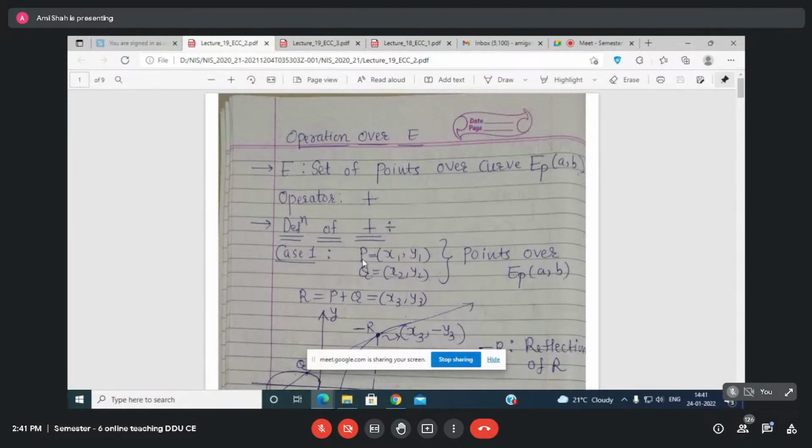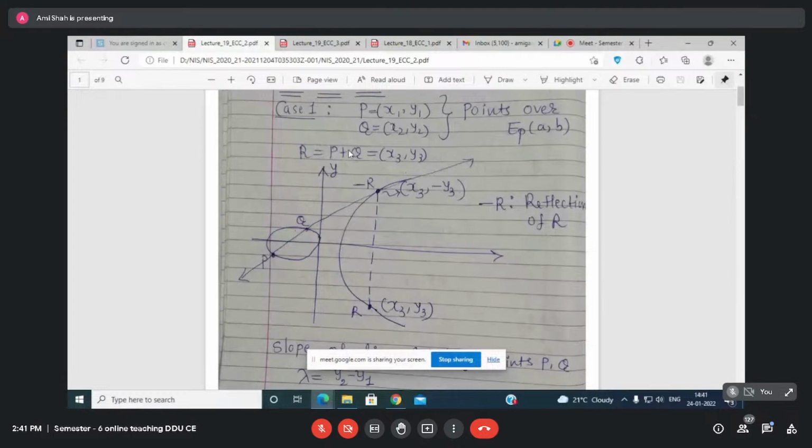Consider two points over a curve E_p with parameters A and B, where P equals (x1, y1) and Q equals (x2, y2). Here the operation is plus, the addition of two points on the curve. The coordinates of P are x1, y1, and for Q the coordinates are x2, y2. Adding these two points gives another point on the curve, R, that is (x3, y3).